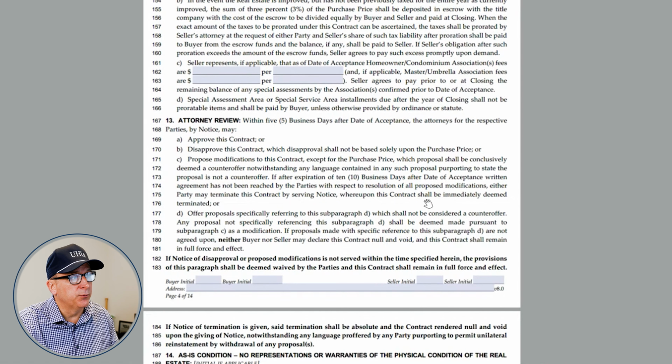Okay. The attorney review, this is standard language. Your attorney has 5 business days to review this contract after the date of acceptance.